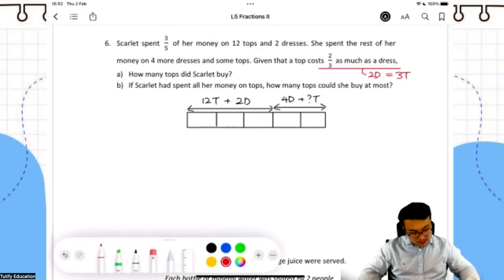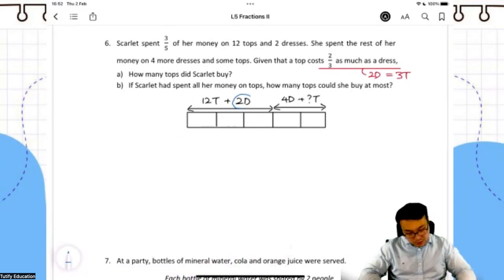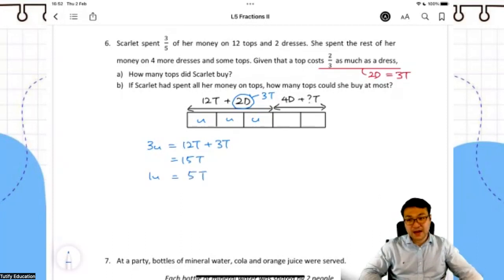So how many tops did Scarlett buy? So since I already know that 2 dresses equals to 3 tops, 1, 2, 3. That means 3 units equals to 12T plus 3T, 15 tops. So 3 units is 15 tops. That means 1 unit represents 5 tops. Yeah? How many tops did Scarlett buy? So I know that 1 unit represents 5 tops. Let's find out about this 4 dresses.